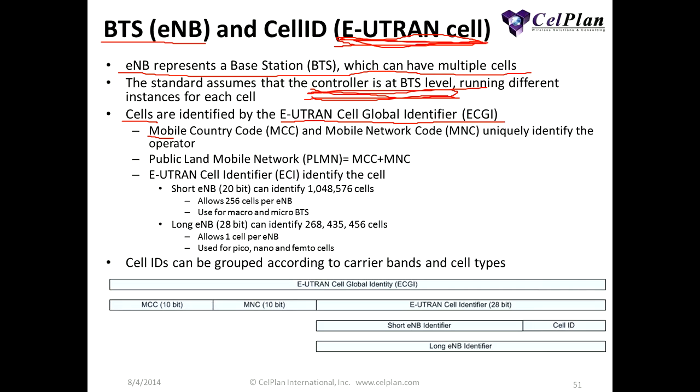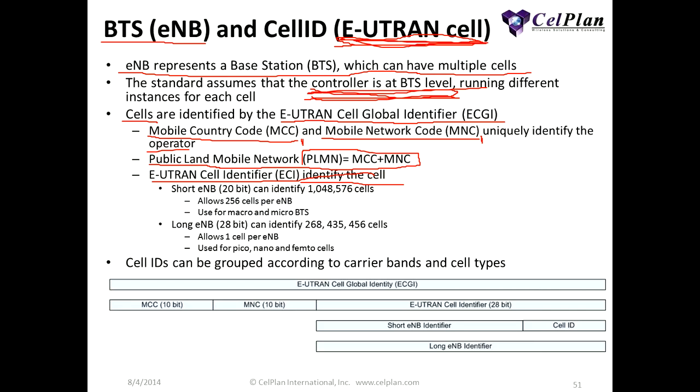Then, of course, you are familiar with the mobile country code and the mobile network code. This is specified internationally, regionally by the country, and uniquely identifies the operator. So with those 2 numbers, you know who the operator is. This is called the Public Land Mobile Network, MCC plus MNC. And then you have the cell identifier. For the cell identifier, you have 2 types, the short ENB and the long ENB.